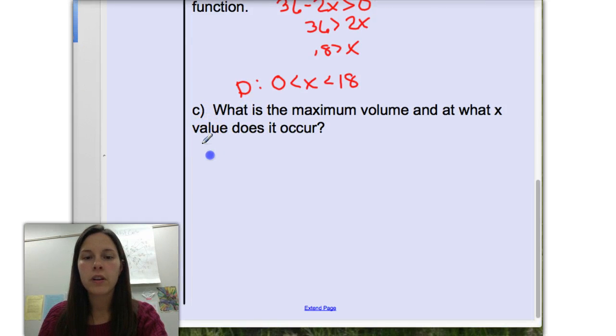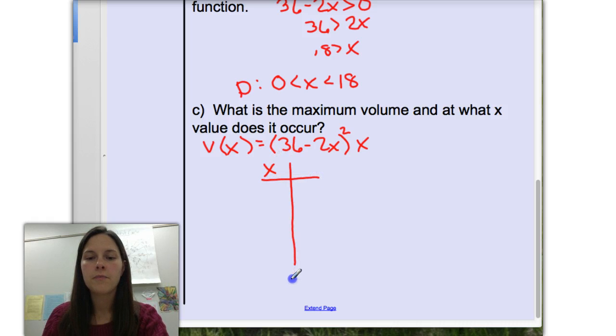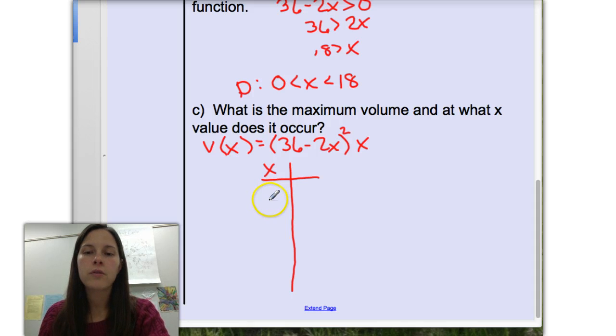So I'm going to rewrite our function here so we can take a look at it, and I'm going to simplify it a little bit. We had two sides of 36 minus 2x, so I'm going to put that as the quantity squared times x. So setting up a table of values, we know x needs to be bigger than 0 and smaller than 18. So I could do a table of values from 1 through 18 and try to find the maximum that way.